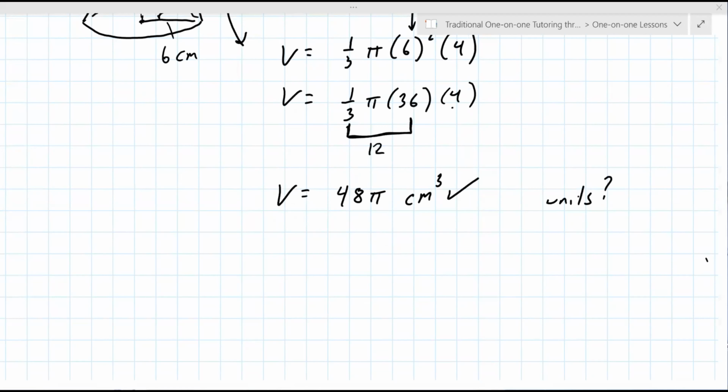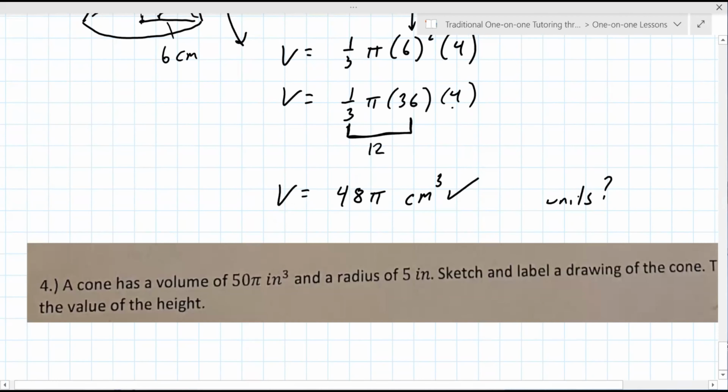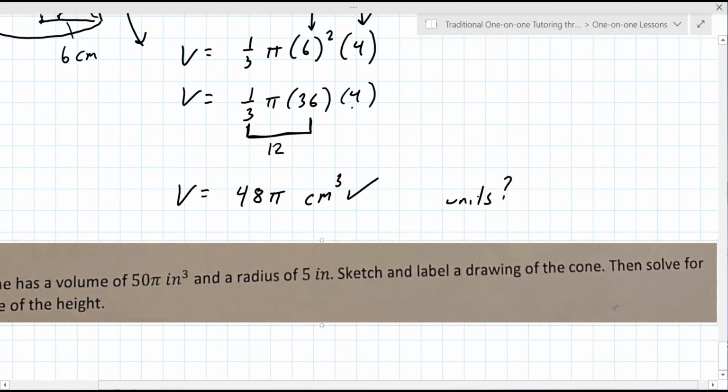All right, we're going to do question 4 next because it's a cone, and then we'll come back to do 3. This topic comes about again in geometry towards the end of the class, so you must be just doing a little preview of that.